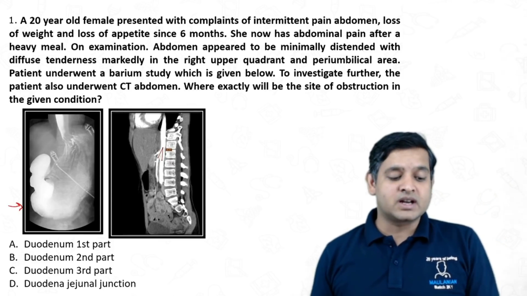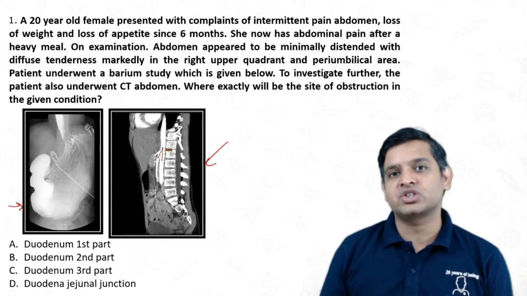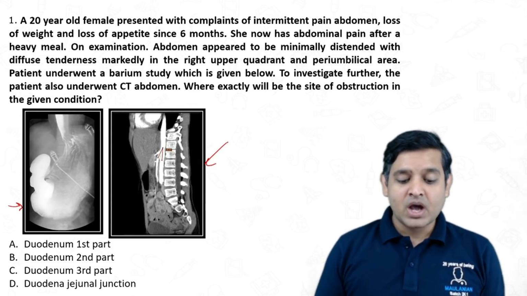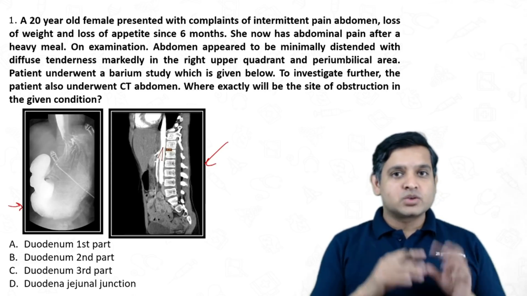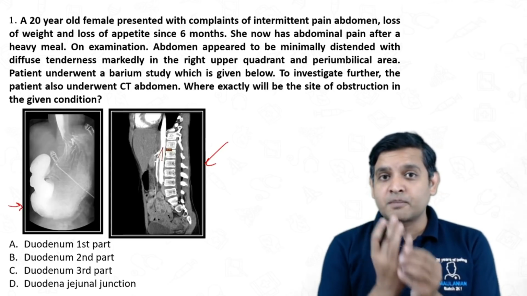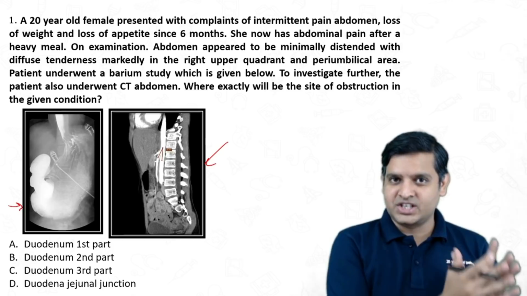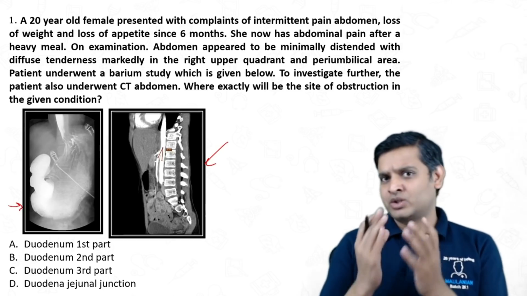To investigate further, CT of the abdomen was also done and you could see a sagittal reconstruction of the CT scan. Where exactly will be the site of obstruction in the given condition? So now what is happening? A clinical condition has been described which is supported by the radiological investigation, and now you have to give a further information about the disease.